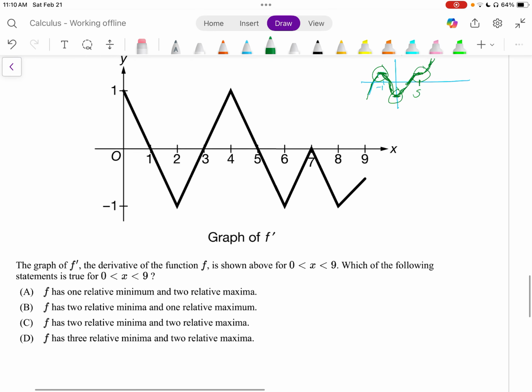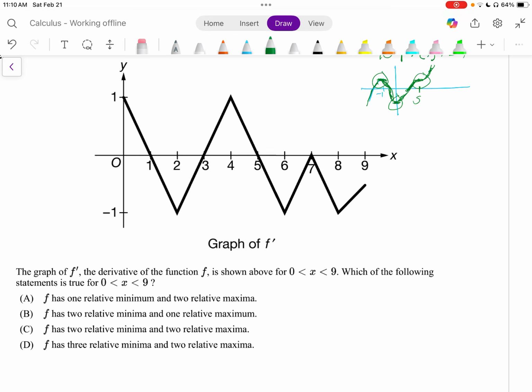All right, and number 12, looking at this. The graph of f prime, the derivative of the function f, is shown from 0 to 9. Which of the following statements is true for x between 0 and 9? So we have the derivative, and we want to know about the function f. It looks like it's talking about minimums and maximums, not even points of inflection. So we know minimums occur when the derivative goes from, well, let's look at it.